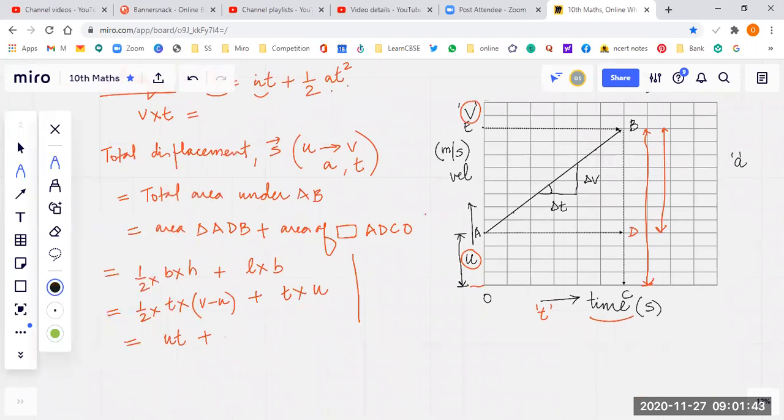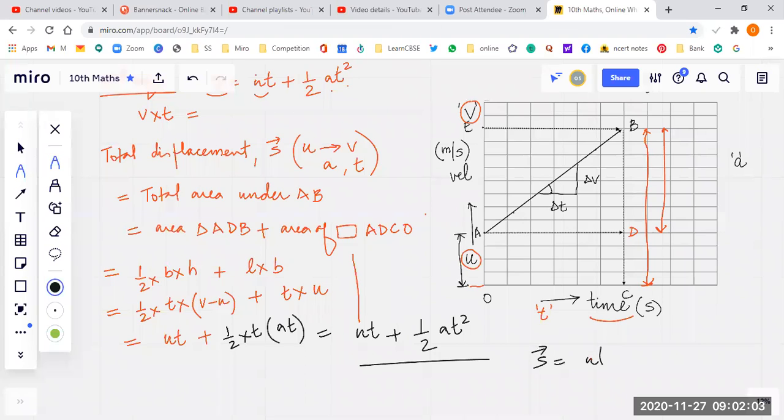V minus U, I will put half into T into, instead of V minus U, I will put AT. This is equal to UT plus half AT square. So I got the second equation. Displacement S is equal to UT plus half AT square. Okay. Now I will find the third equation.